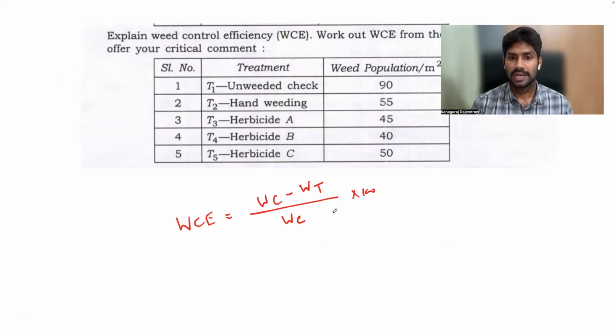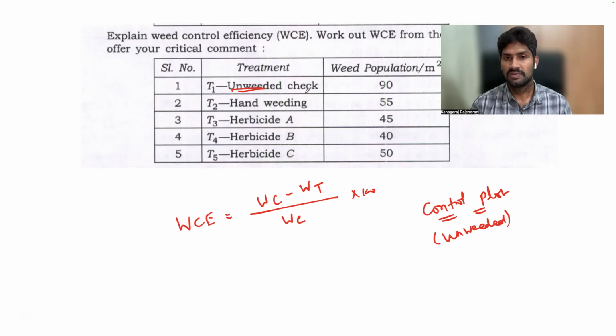So here controlled plot means unweeded condition. So in weed science, in the calculation area, we often use the term control plot. Okay, control plot. So control plot means it is an unweeded condition. So what is the weed population in the unweeded condition, right? And then the treatment after hand weeding or any herbicide application.